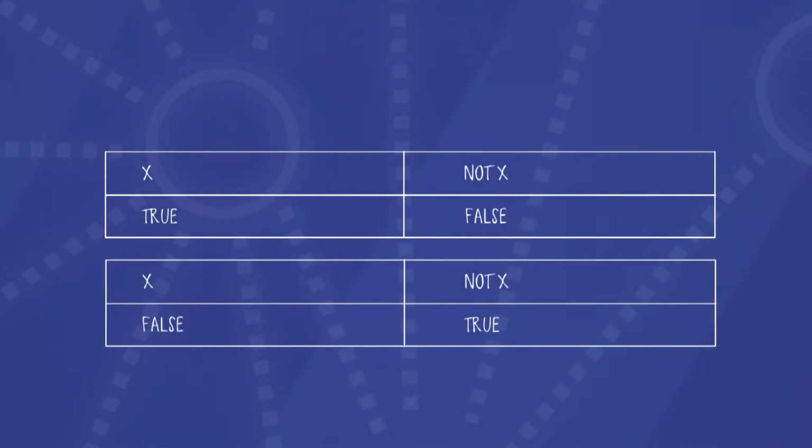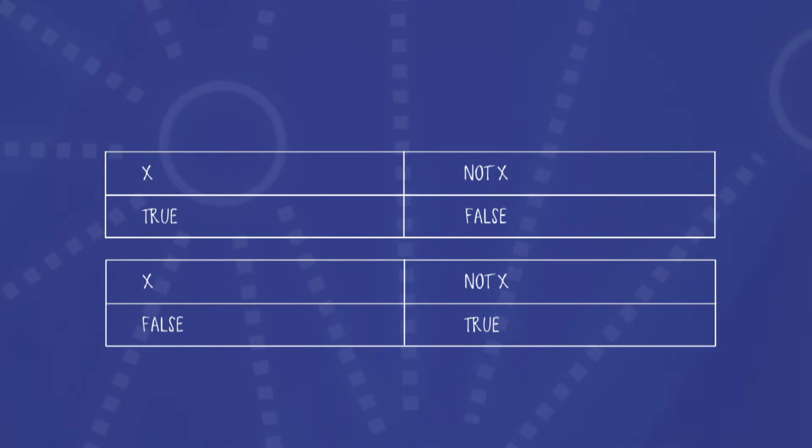So how could this be used? We can create a truth table that will explain this further. Not. I think you will be able to understand what this means. So in a truth table, if x is true, then not x is false. Therefore, if x is false, then not x is true.